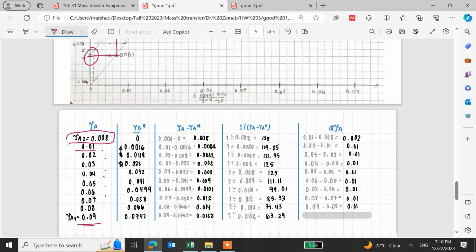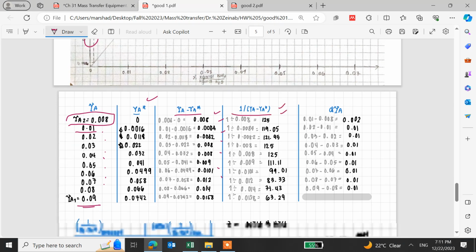So now go up to the equilibrium line and read the corresponding y star. So at these data points, these are the values of y star. So get all these values, then subtract ya minus ya star. Okay, then find 1 over ya minus ya star.